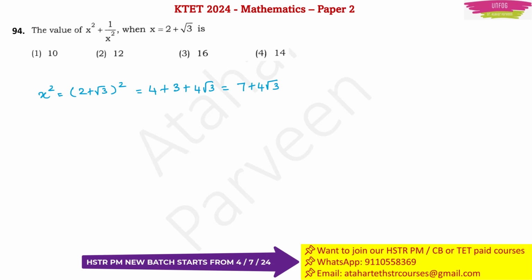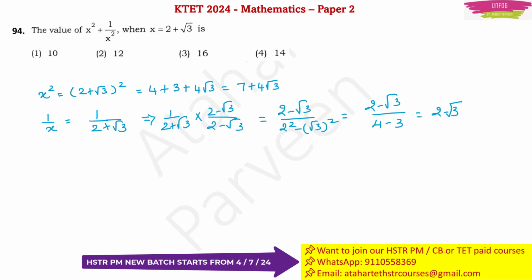So first you have to find out x square. Given is 2 plus root 3, right? Do whole square and apply a plus b whole square formula. You will get 7 plus 4 root 3. Then do 1 by x. So it will be 1 by 2 plus root 3, right? So in this type of problem you have to do rationalization. It comes under surds. So you have to rationalize with 2 minus root 3. Then you will get answer as 2 minus root 3. Okay, so that will be your value of 1 by x.